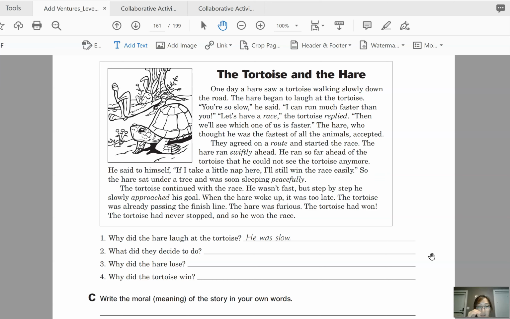Okay, so let's take a look at number 1. Oh, actually, before we do that, I'll go ahead and read that story, and you can follow along one more time. So, The Tortoise and the Hare.